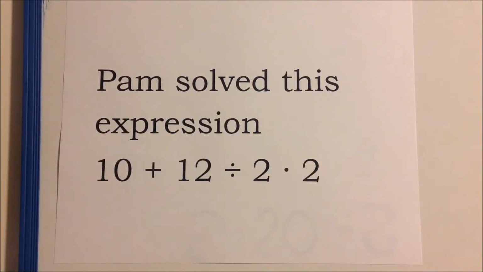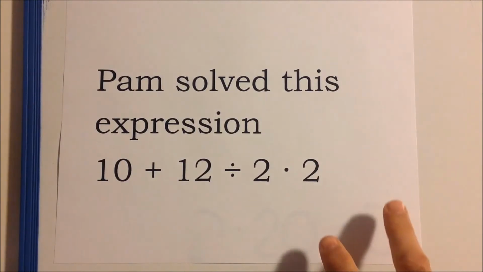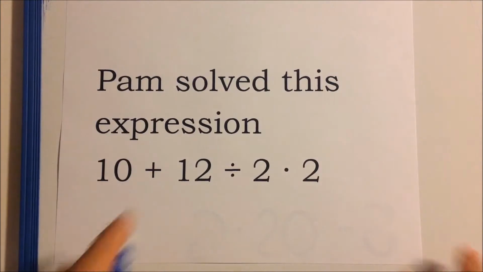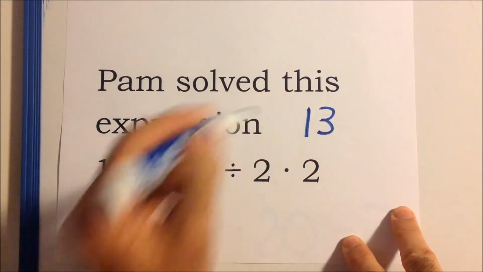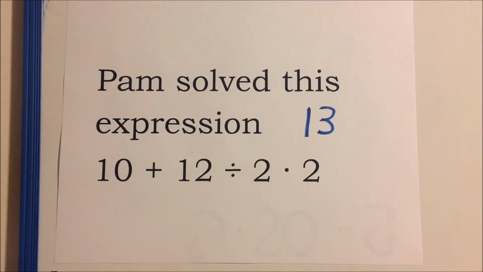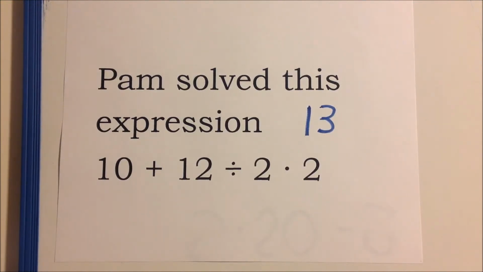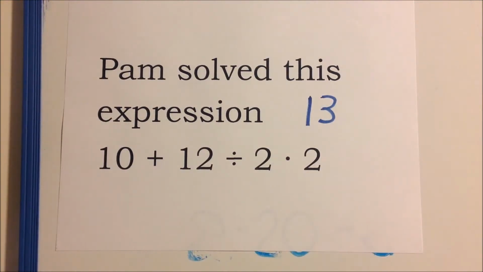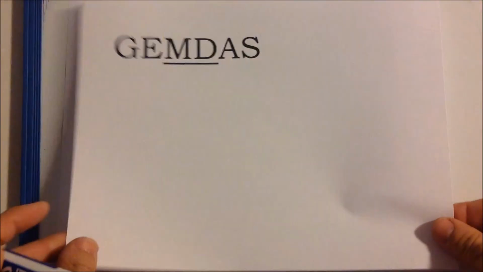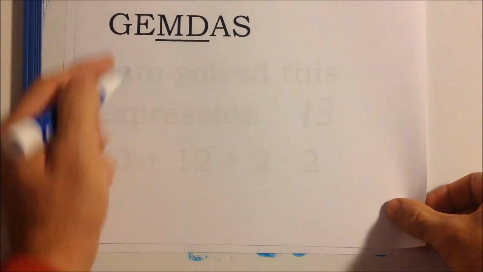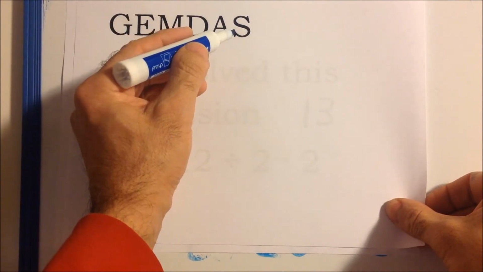Okay, let's look at this one. Pam solved this expression, 10 plus 12 divided by 2 times 2. Now she got an answer of 13. She put down 13. Is this correct? What did she do wrong? Let's try this ourselves. What do we do first? Addition, division, or multiplication? Well, let's look at GEMDIS, right? We want to do multiplication before addition or subtraction.